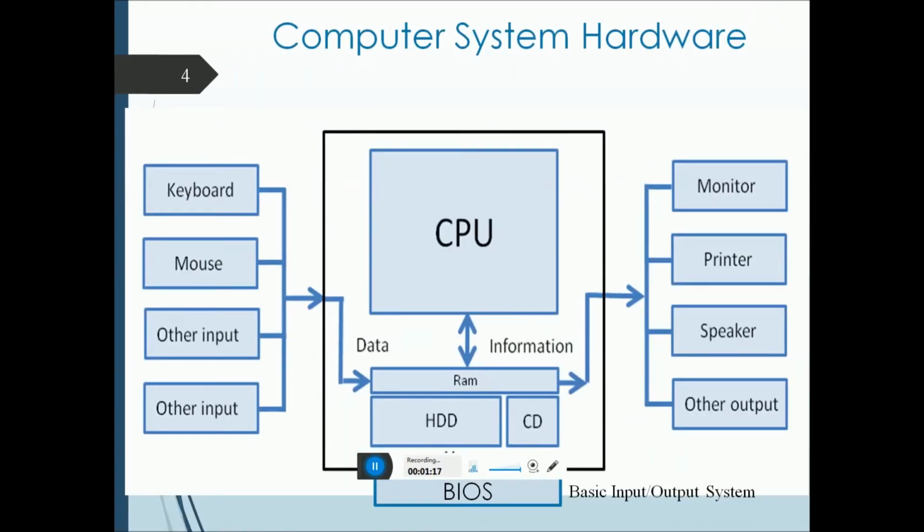The computer system hardware includes the keyboard, mouse and other input devices, CPU, data, RAM, hard disk, CD, and BIOS. The output devices are the monitor, printer, speaker, and other outputs. This is the basic input-output block diagram.